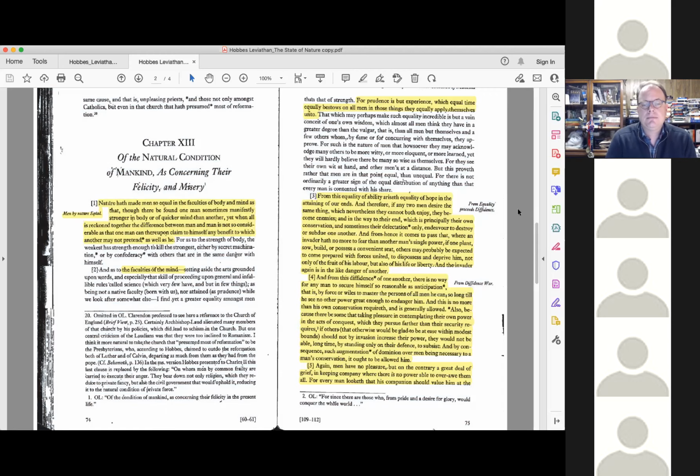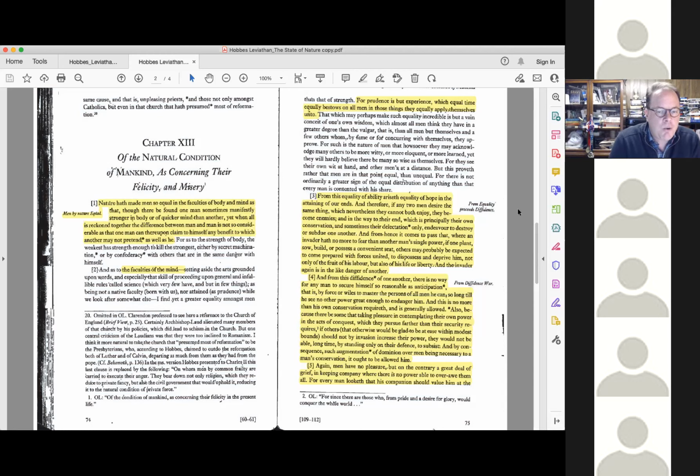Okay. From this equality of ability, how do you pronounce that? Arises? You just say arises. Arises. Equality of hope in the attaining of our ends. And okay, therefore, pause right there.